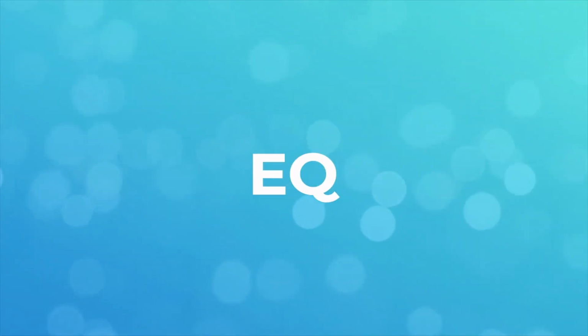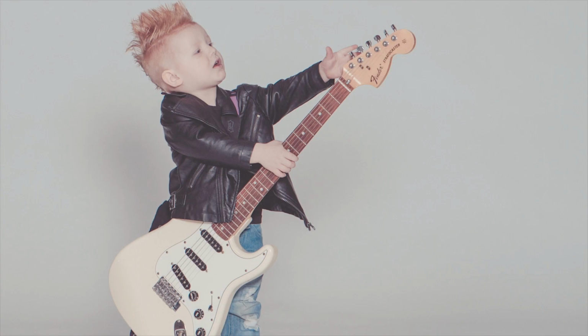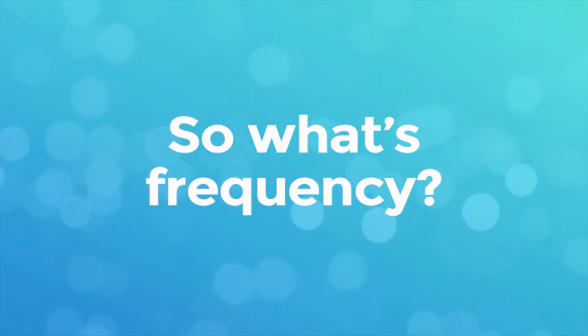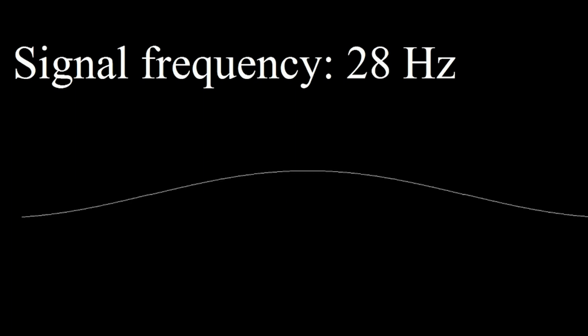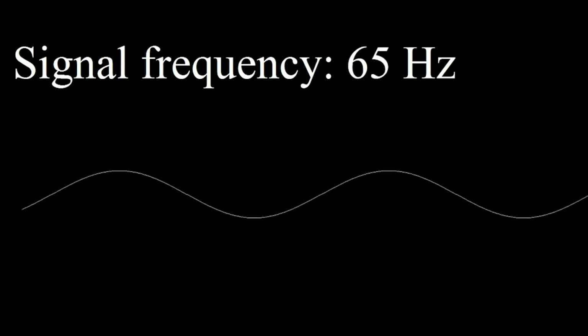So, EQ is short for equalizer, which is the process of manipulating the frequency of a sound. So, what's frequency? Well, it's how fast a sound is vibrating. High sounds vibrate very fast, and low sounds vibrate very slow.